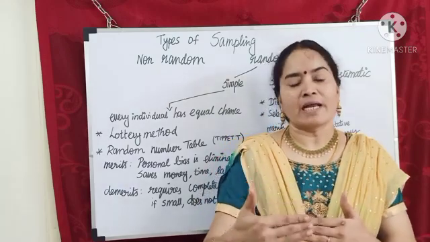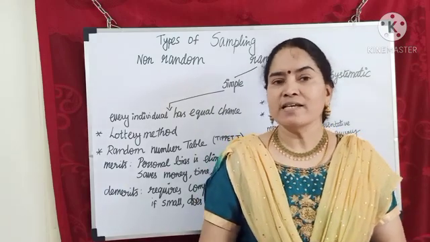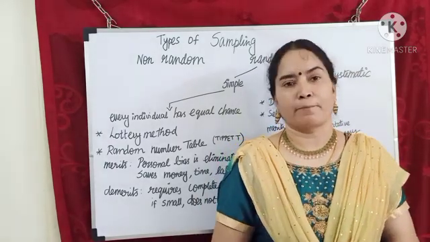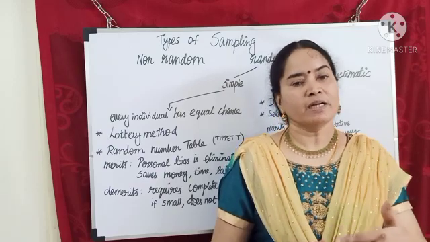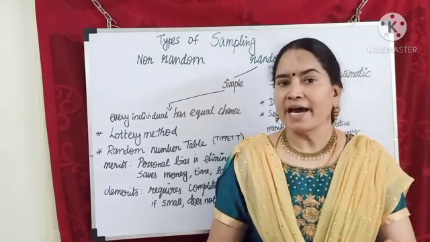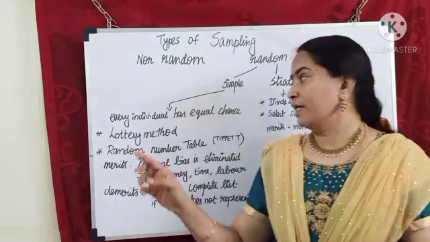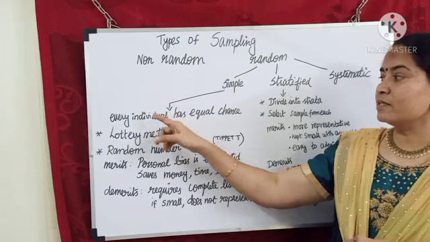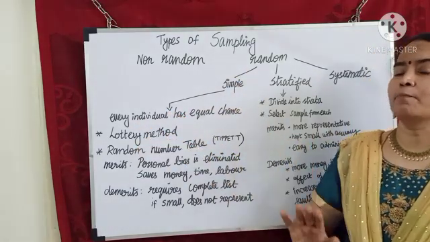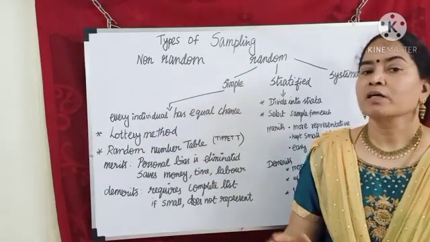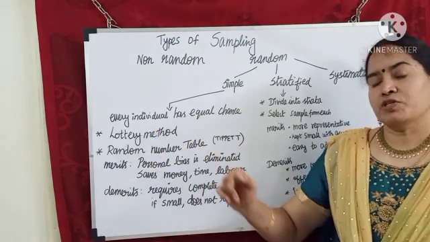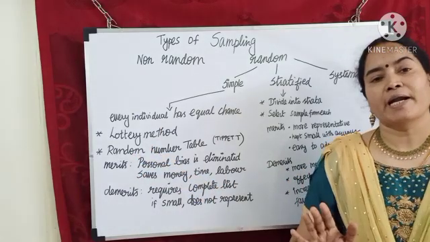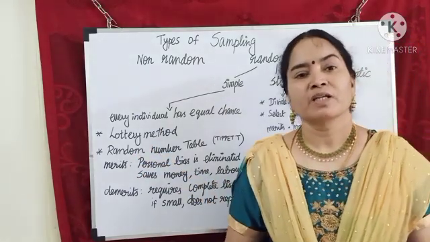Every individual in this population has an equal chance of being included in the sample, and that is the major idea of simple random sampling. We are going to discuss two different methods. Number one, the lottery method. Number two, random number tables.